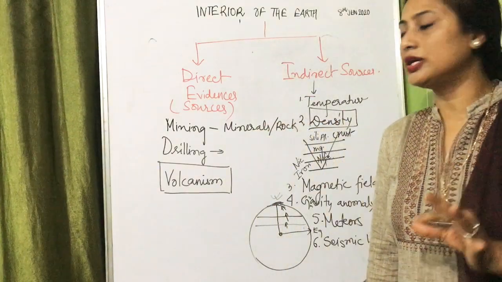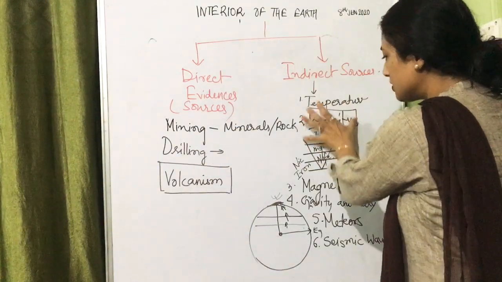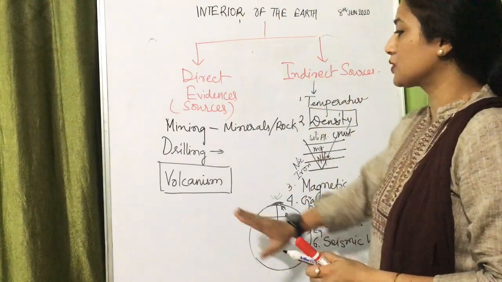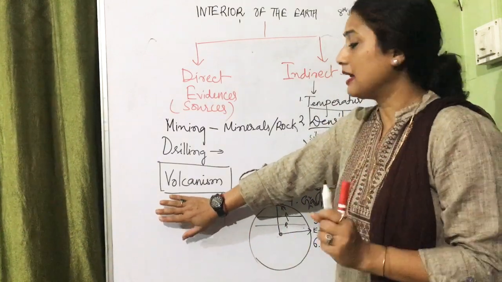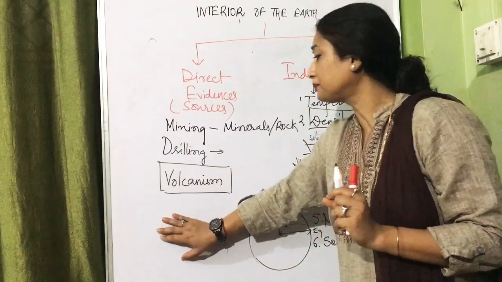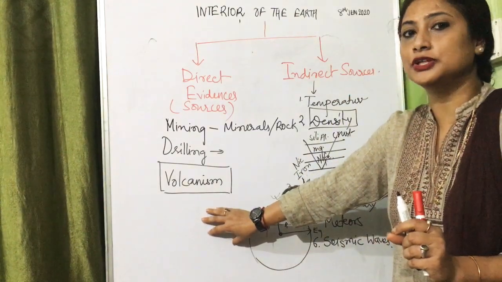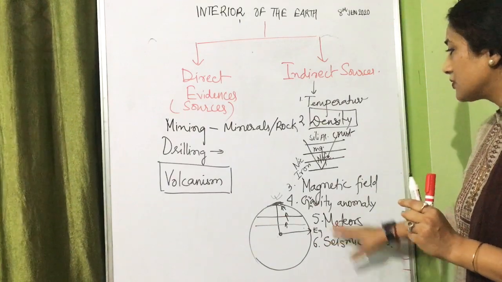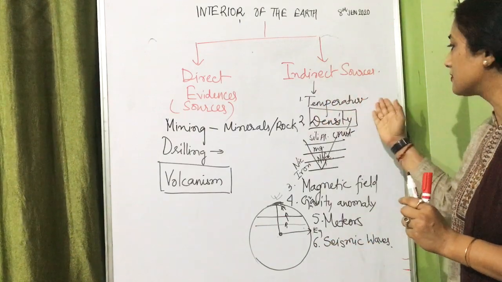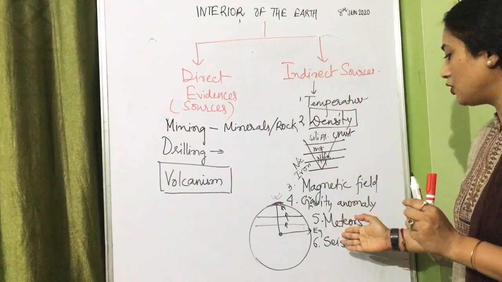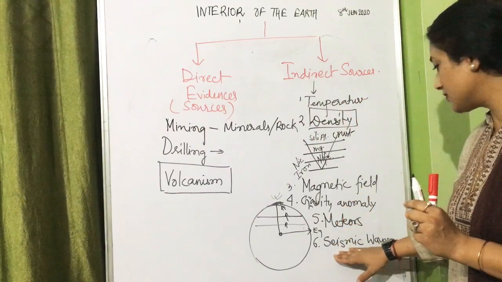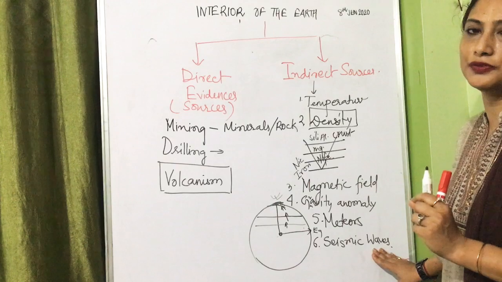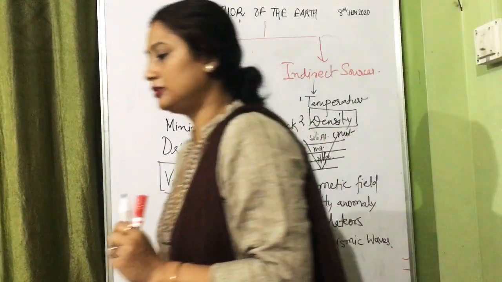So in this chapter basically we are not going to study in detail all the direct and indirect sources. Rather, we are going to study what a volcano is and how a volcano helps us know the Earth's interior, what the types of volcano are on the basis of nature, and what the different features of a volcano are. For the indirect sources, we are not going to study temperature differences, density, magnetic field, gravity or meteors. The chapter entirely covers seismic waves, how earthquake waves tell us about the composition of the Earth's interior. So let's start with the volcano.